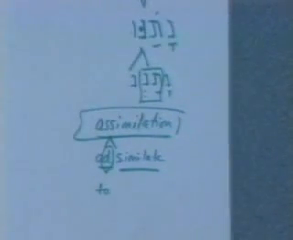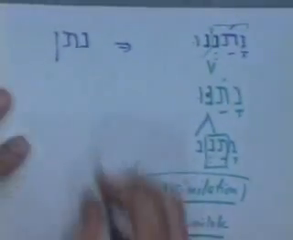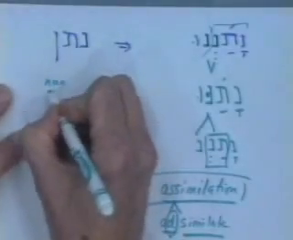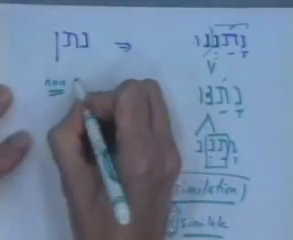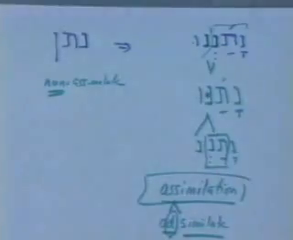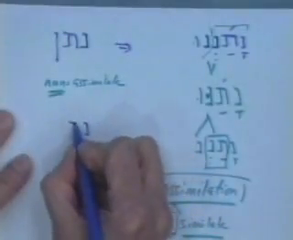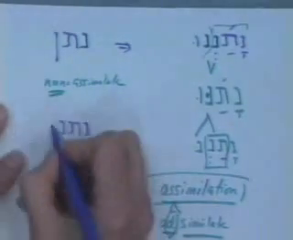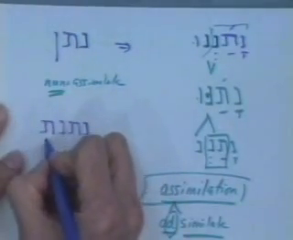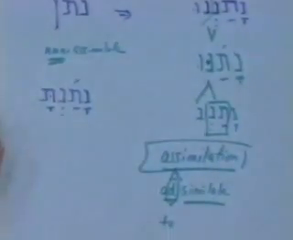Now, here's the problem, and you need to know this because this is going to happen all over the map in Hebrew, and that is nuns tend to assimilate. All right? And they assimilate when they close a syllable. Now, let's see what this means, okay? Here is a verb form that you should be able to parse. Nathanta, right? Parse it.